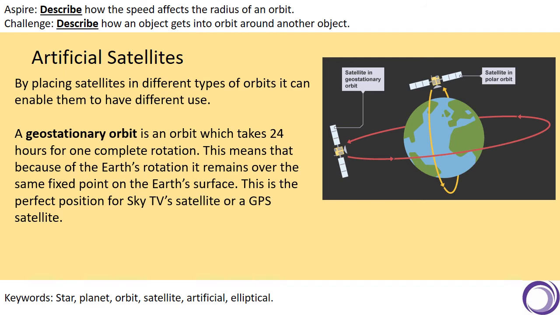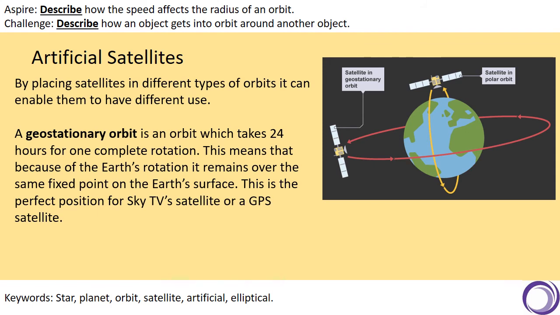Now we know it can't be still, because if you just plonk a satellite in space, it'll come hurtling down and collide with the Earth because of gravity. We need to be giving it a velocity to keep it going round. We put it in such a place as it takes exactly 24 hours for one complete rotation. Because the Earth then is rotating underneath it at 24 hours as well, it appears to stay over the same point. Now that's perfect if you want a satellite that you always want to communicate with.